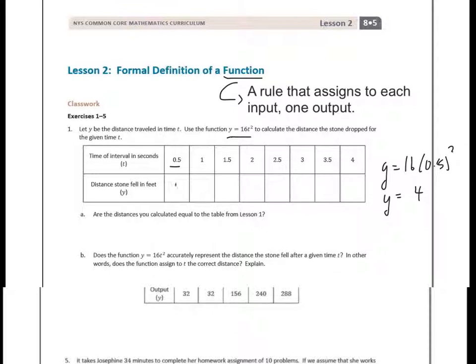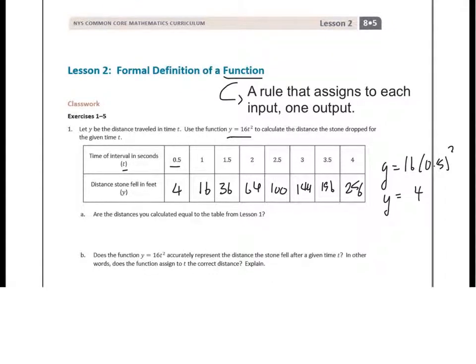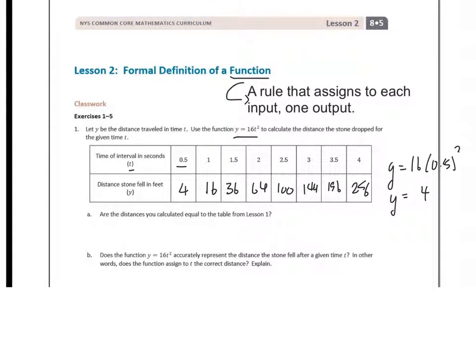4. And if you apply that rule to each different value of t for time, you get 4, 16, 36, 64, 100, 144, 196, 256. If we look at the distances in lesson 1, you would find that they match the table from the previous lesson, so this is yes.